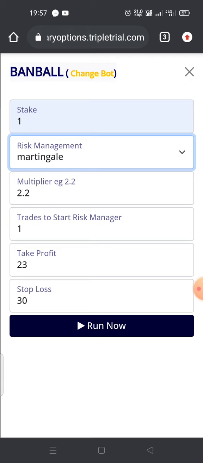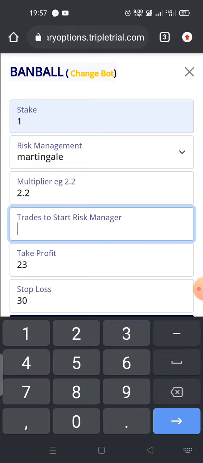Okay, so I have trade to start risk manager. The trade to start risk manager is currently not active here, but it works this way. So when do you want the risk manager to start? After how many losses do you want the risk manager to start? So for example, if you are right here at 5, and I'm using Martingale. If I lose the first trade, Martingale will not work. If I lose the second one, it will still not work until I lose the 5th trade. That's when Martingale will start working. If I lose 5 trades in a row, that's when Martingale will start working.